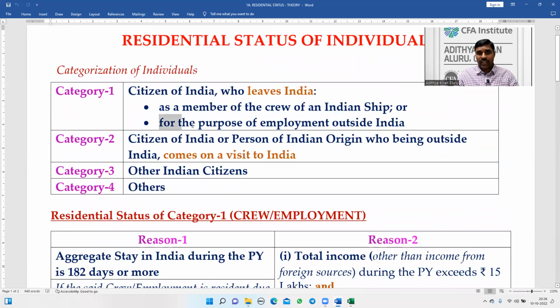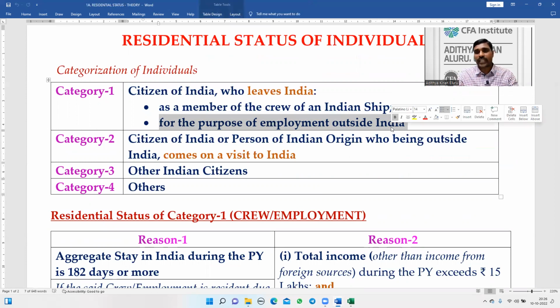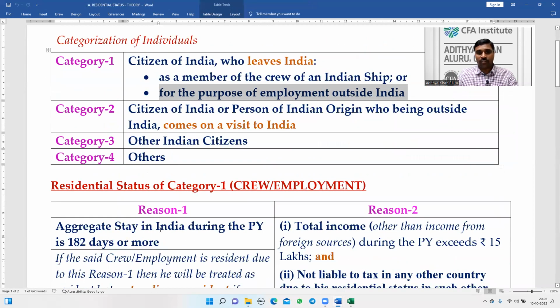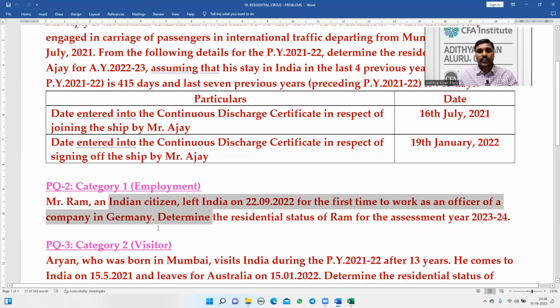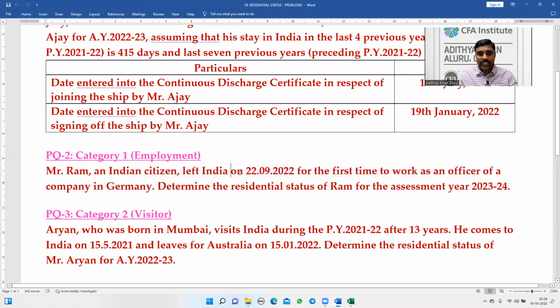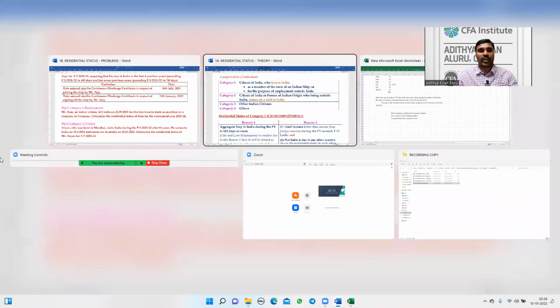What is a category 1 individual? One who leaves India for the purpose of employment outside India. He is also counted as a category 1 individual. Same criteria, 182 days. So he left India on 22nd September 2022. For the assessment year 23-24, the previous year is 22-23.